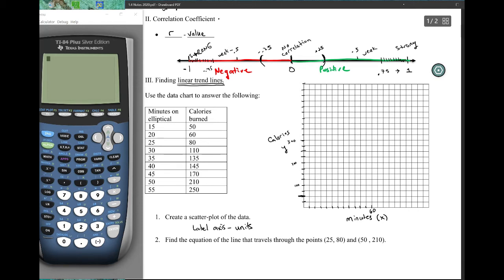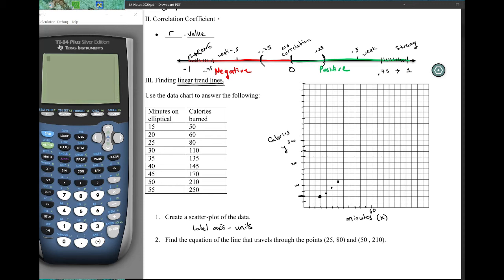So let's just quickly plot this. If you want to jump ahead, you can. We're looking at 15 to 50. So 5, 10, 15, and 50. There's our first point. 20 to 60: 10, 15, 20, and that's going to be about there. 80 is 25. 30 is 110. And 35 is 135. And so forth.